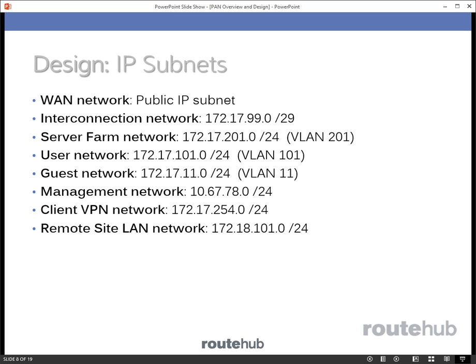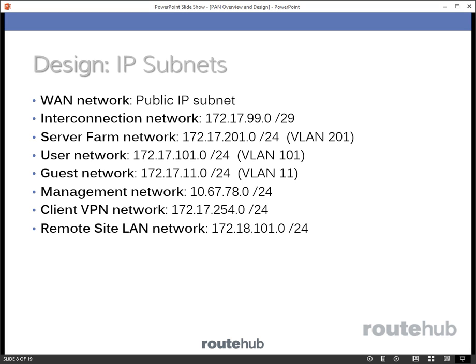And this means that if our guests want to access the server or the user network, they must be routed through the firewall. And from there, we could apply a policy specifying what the guests can access on our trusted LAN. But we'll also have a subnet for our client VPN users, which will be 172.17.254.0. Now, for many of these networks that we mentioned here, they will be configured as VLANs, which you will see in the design. So VLAN 101 will be our user network, VLAN 11 will be our guest network, and VLAN 201 will be our server farm network.